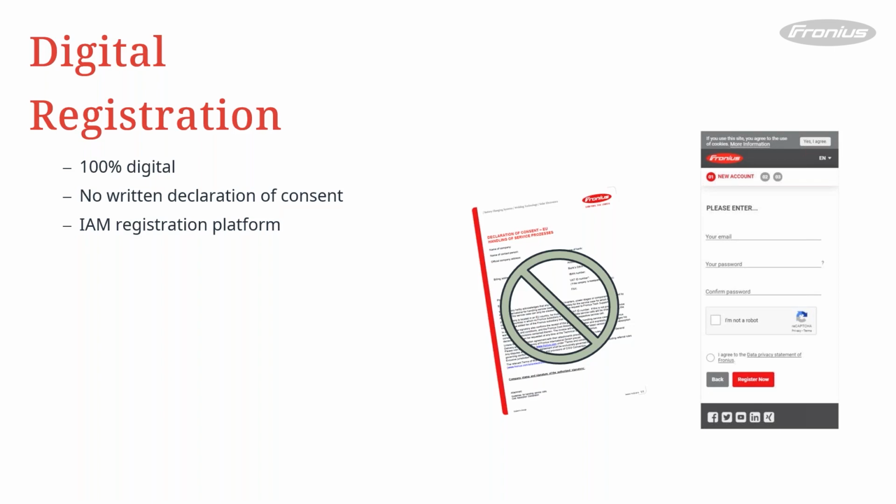So you just go to the Fronius SOS, register, put in all your details, and then you can create an account even without signing any paper. So it's 100% digital. And once you create an SOS account, that username can be used for Solar.Web as well. That's basically by utilizing the IAM registration platform, which combines Solar.Web and SOS.